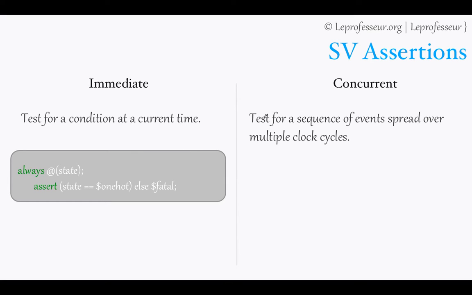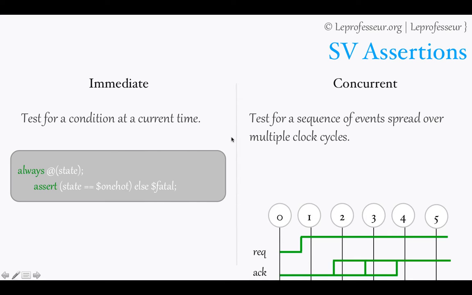Now for concurrent assertions, the events are spread over multiple clock cycles. For example, here the request signal goes high at the first clock. So 0, 1, 2, 3, 4, 5, 6 are basically representative of the clock edges. And the acknowledgement goes high after 2 or 3 clock cycles. How can we write assertions for this behavior?